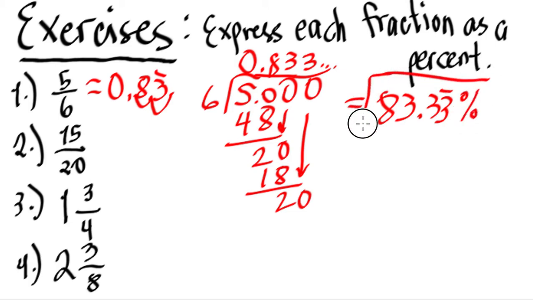So this is our answer for number one, 83.33% and change. Okay, so that's for number one. For number two, let's have 15 over 20.